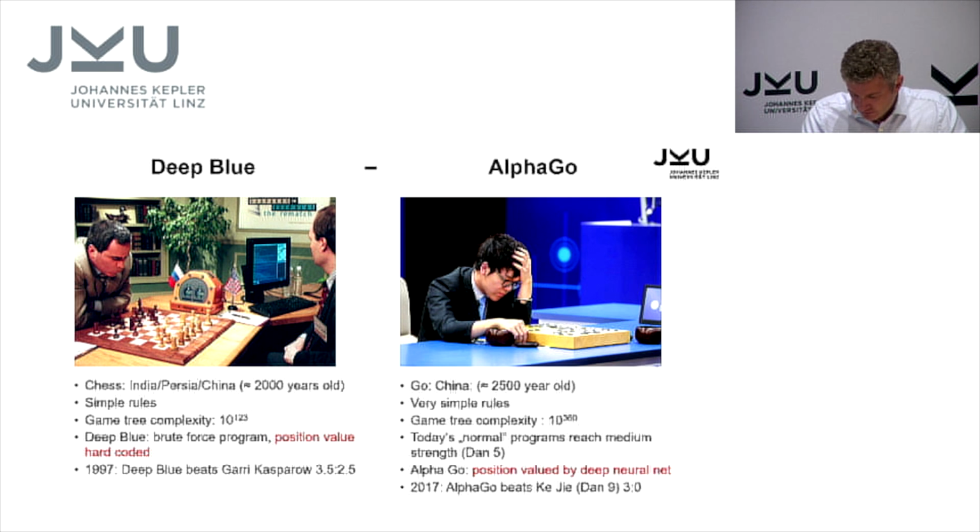However, 3 years ago, Google's daughter company DeepMind devised AlphaGo, an algorithm where the position value was valued by a deep neural net and not hard-coded. And with that achievement, it was able to beat Lee Sedol, the best player at the time, a 9-dan player, 3-0. So it is the achievement of deep reinforcement learning that led to outperforming humans in the game of Go.